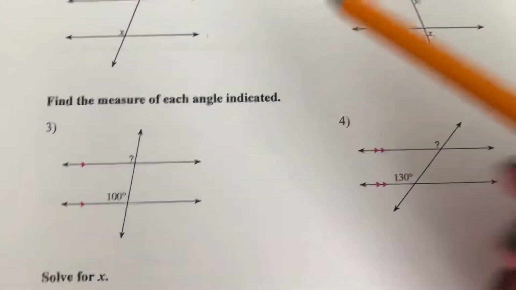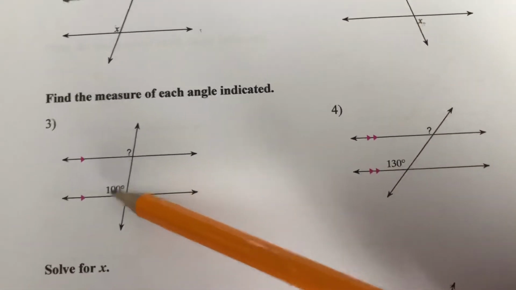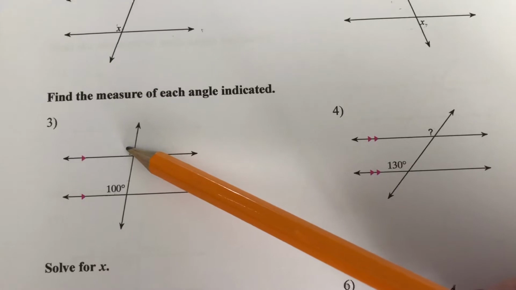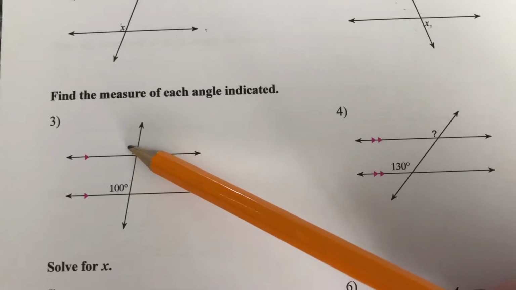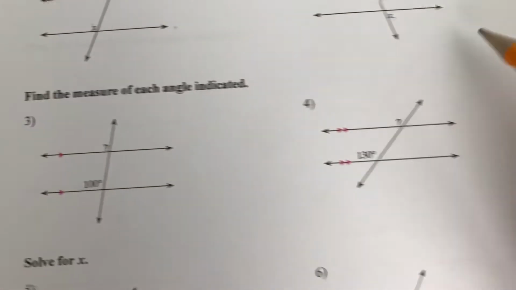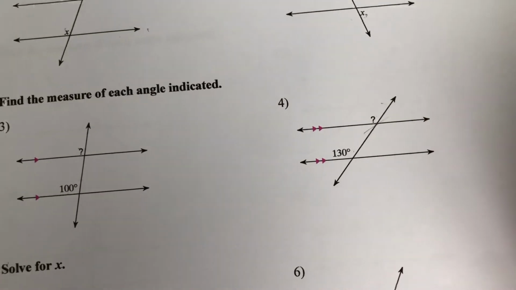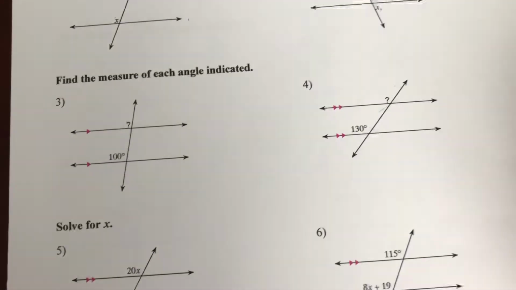And since we know they're equivalent, or they're congruent, if this is 100 degrees, we know immediately this one's going to be 100 degrees because they're corresponding. They're in the same spot. Okay, we know that if this one's 130 degrees, this one's also going to be 130 degrees because they're congruent.